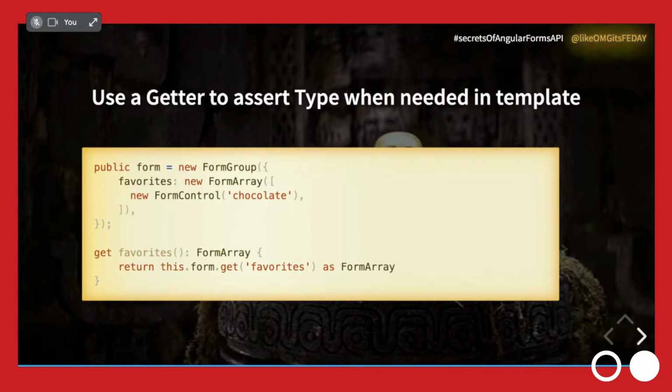But one of the hacky workarounds you can do if you ever need... Can you guys still hear me? My headphones just died. Okay, cool. You can use a getter in a template and return that type of form array. So this is kind of a hacky workaround if you need it, especially if you have strict template type checking on, which you should.